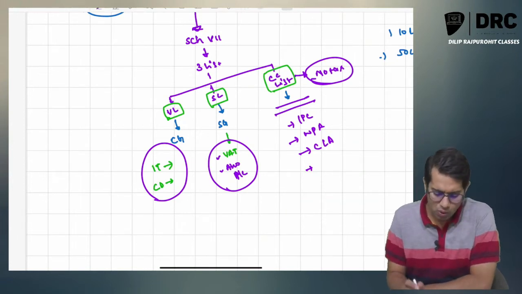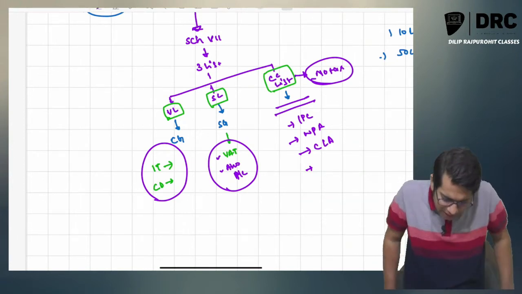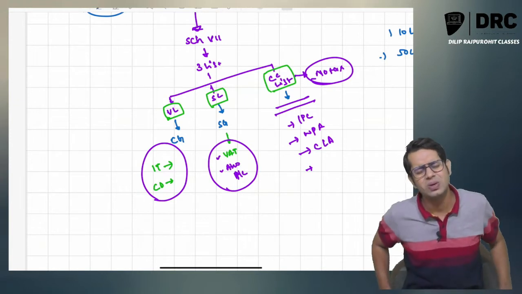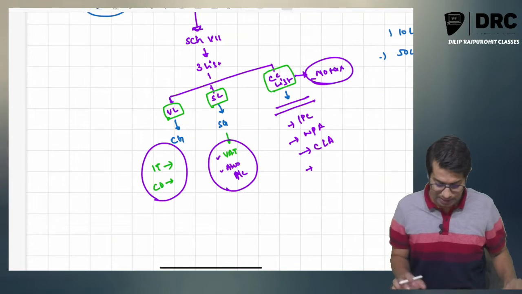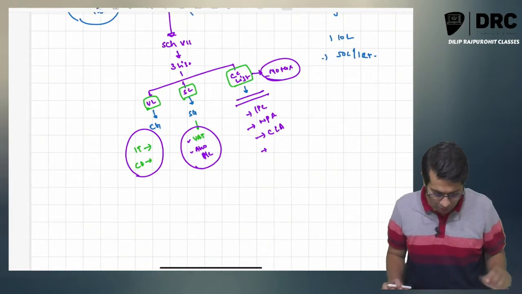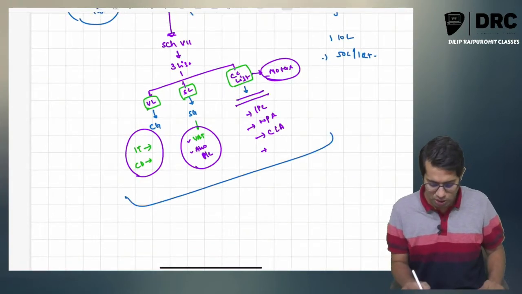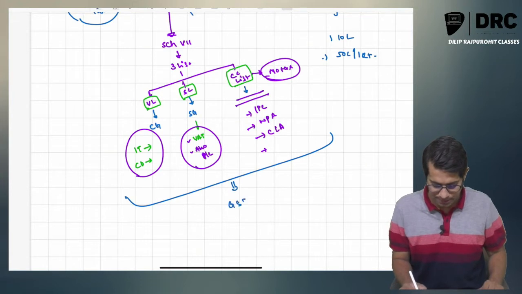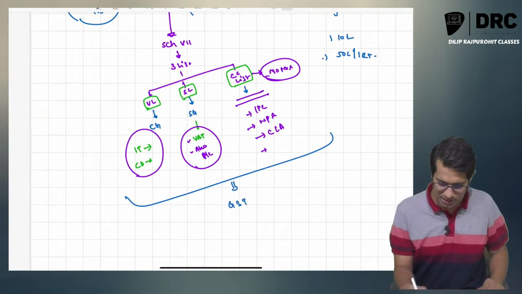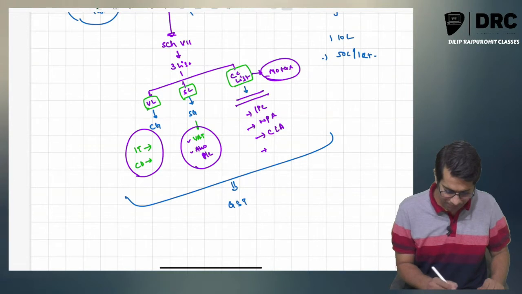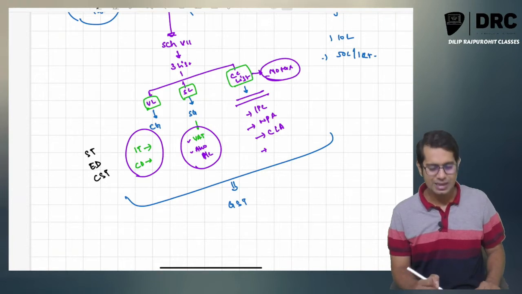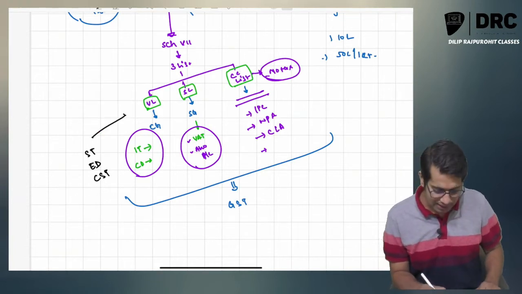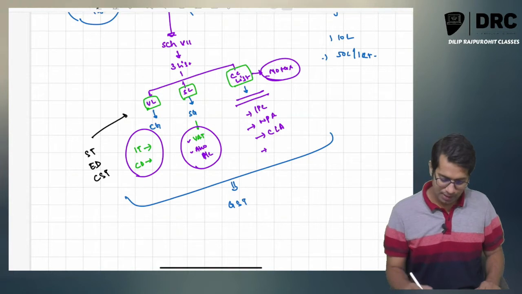Now, sir, whatever you discussed, we understood a little bit, but sir, why did you discuss this particular thing? We discussed this because government wanted to introduce something called GST. Now, before GST, we had service tax, excise duty, central sales tax, etc., which were collected by central government.